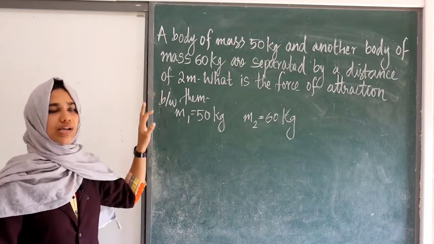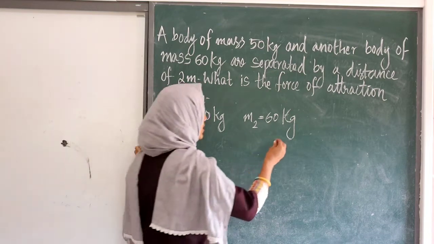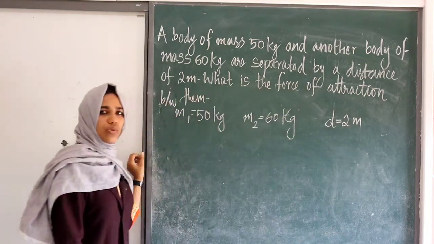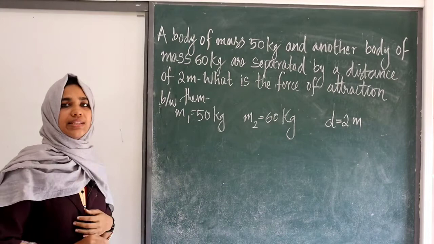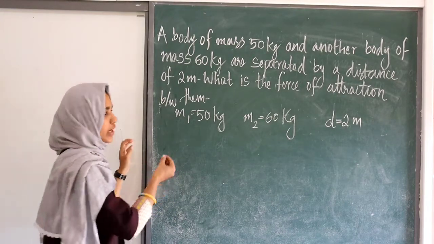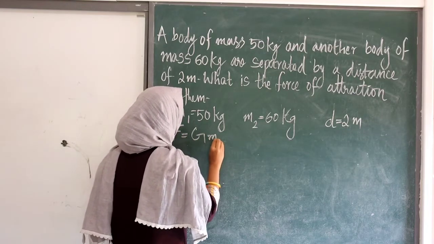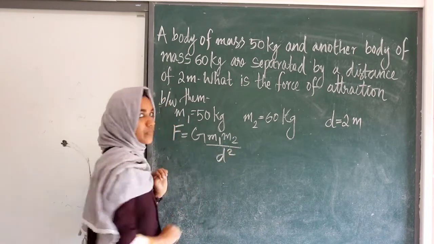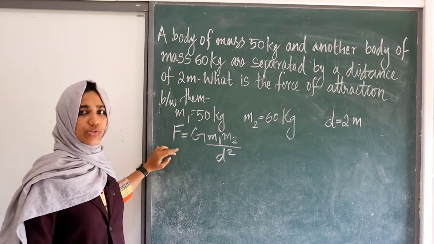Here the two masses are given and also the distance is given. Here the distance is 2 meter. Is it clear? So we have an equation, that is F equal to G into M1 M2 by D square. Is it clear? So we want to apply all these values into this.